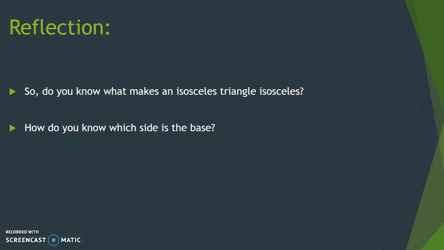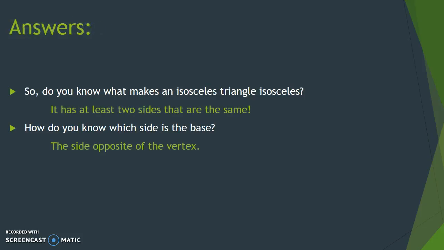Welcome back. So reflecting on that video, do you know what makes an isosceles triangle isosceles? And do you know which side of an isosceles triangle is the base? Well, the answers to each of those, you can know that an isosceles triangle is isosceles if it has at least two sides that are the same.